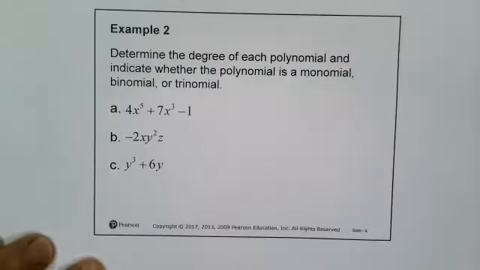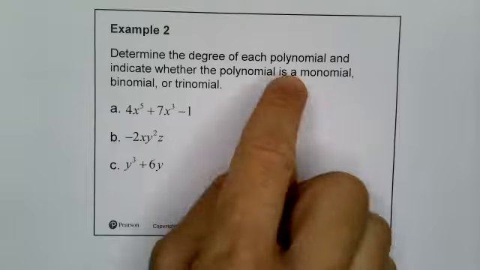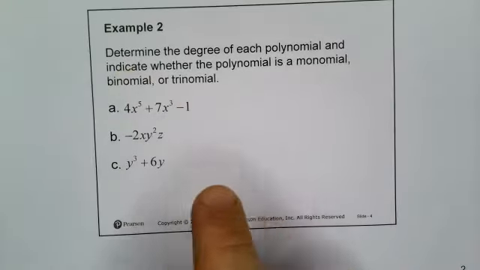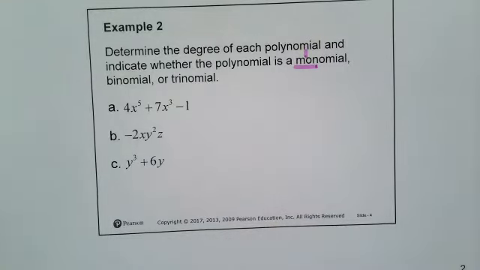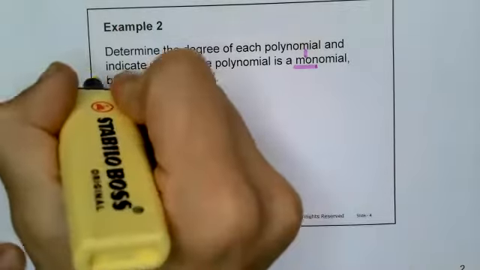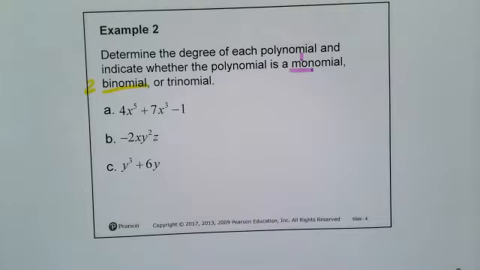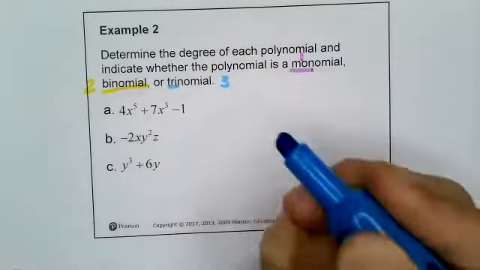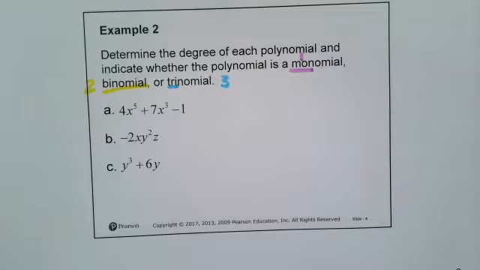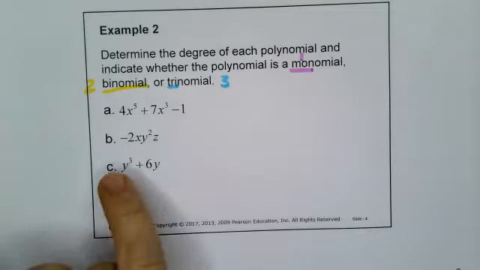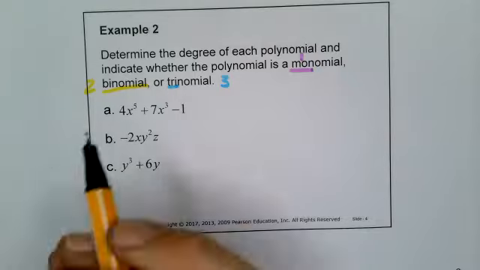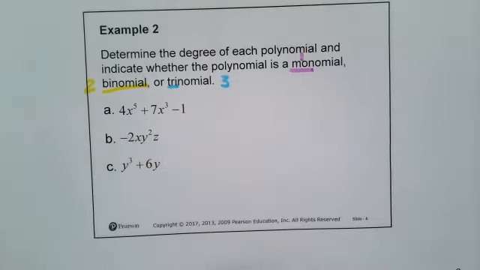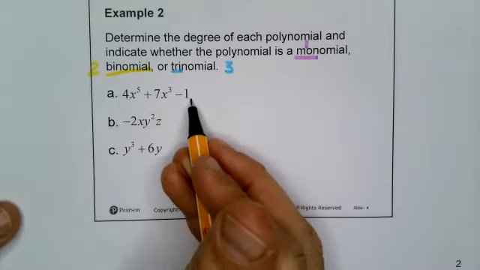Example 2 asks us to determine the degree of each polynomial and indicate whether the polynomial is a monomial, binomial, or trinomial. Remember, monomial means 1. Binomial means 2. And tri means 3, like triangle or tricycle. Good. All right. Notice that if a polynomial is in standard form, you're always going to see that the biggest exponent is on the left. We start with the greatest exponent and then we go to the constant.